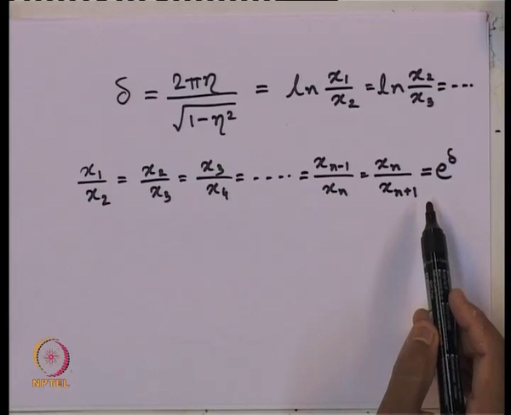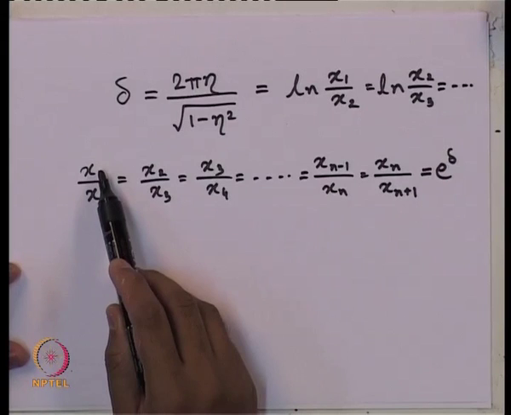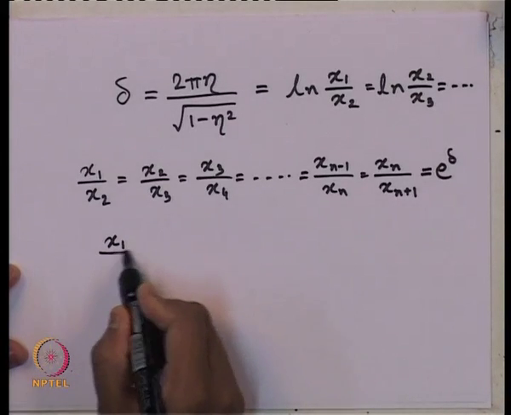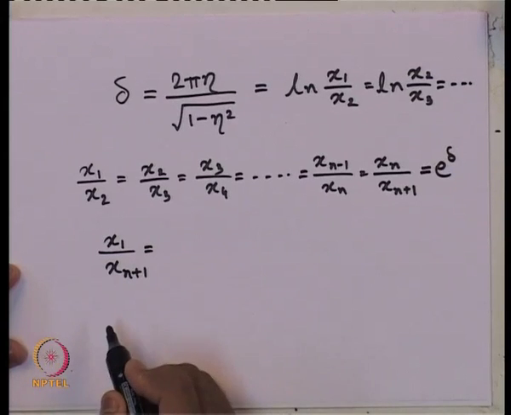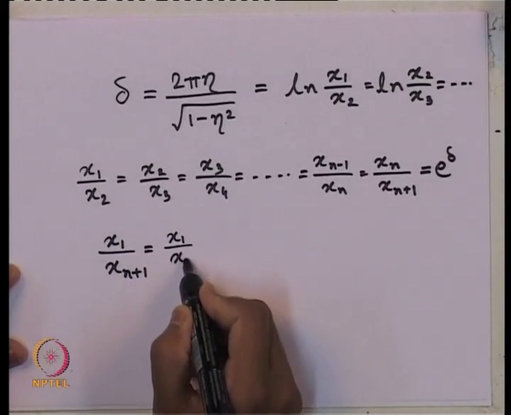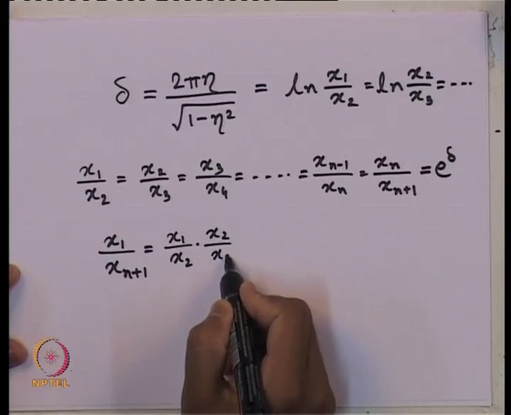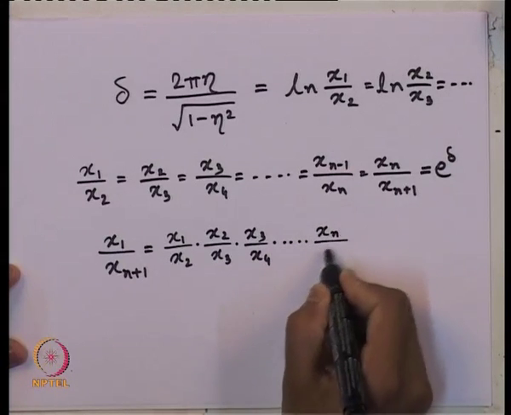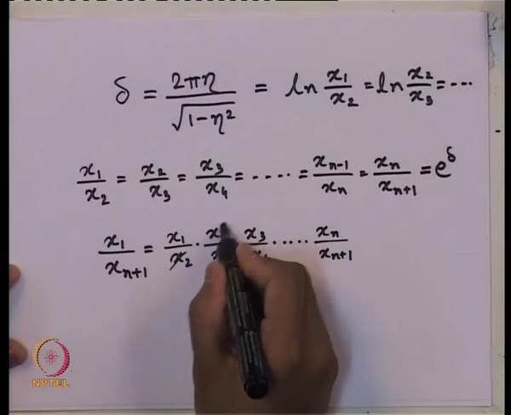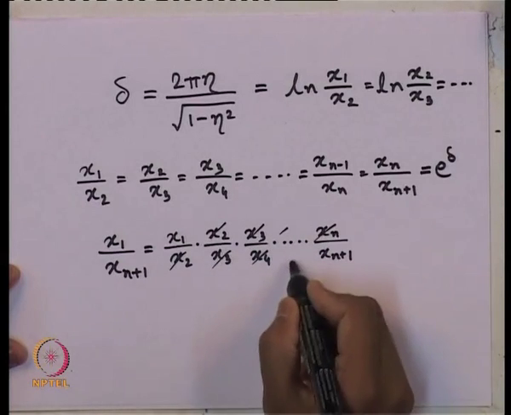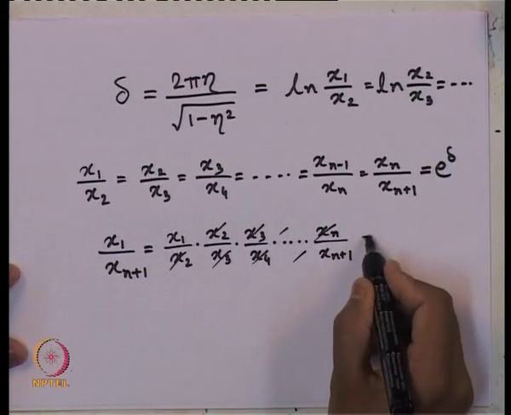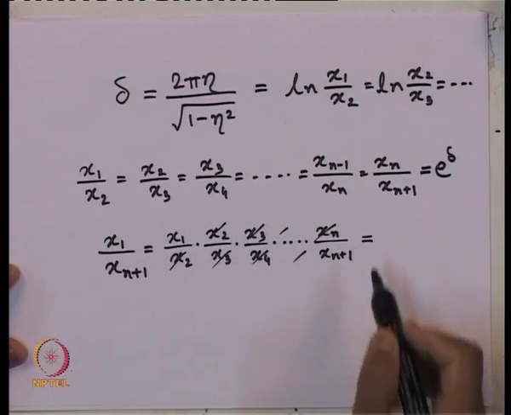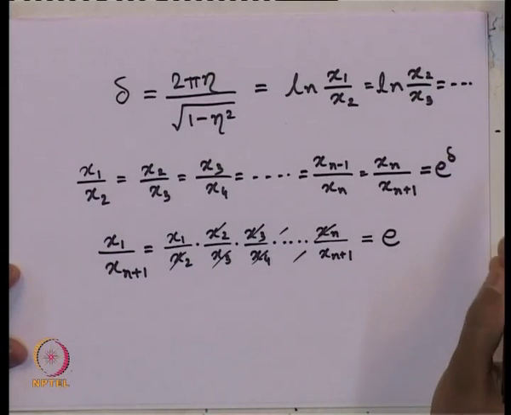See, if we now want to measure the first amplitude and the n plus 1th amplitude, what will we get? X 1 by x n plus 1 should be equal to x 1 by x 2 times x 2 by x 3 times x 3 by x 4, up to x n by x n plus 1. So, this gets cancelled, this gets cancelled, here also it gets cancelled, finally it remains like that. What does it mean? From 1 to n, I have taken n number of cycles. So, e to the power delta repeating n times.